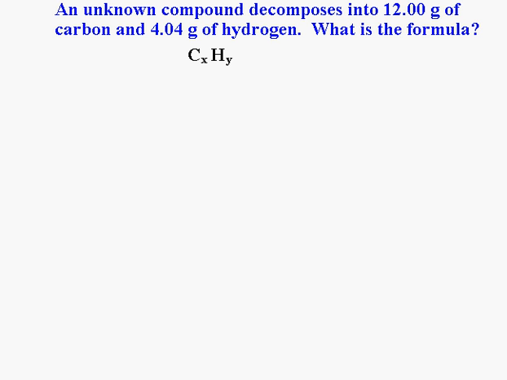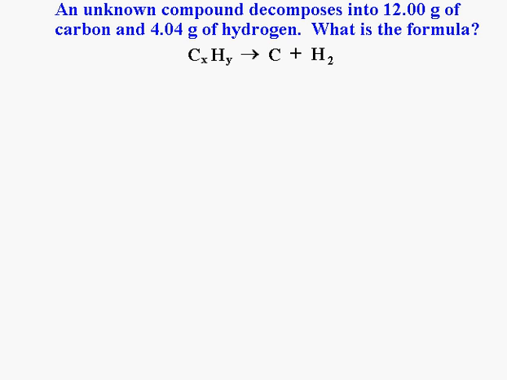How are we going to do that? Well, think about this for a minute. This is a decomposition reaction. We know what a decomposition reaction does. It takes the compound and produces its elements. So in this case, CXHY decomposes into carbon, that's C, and hydrogen. Now hydrogen's a homonuclear diatomic, so it's not H, it's H2. So here's a chemical equation for this decomposition reaction.